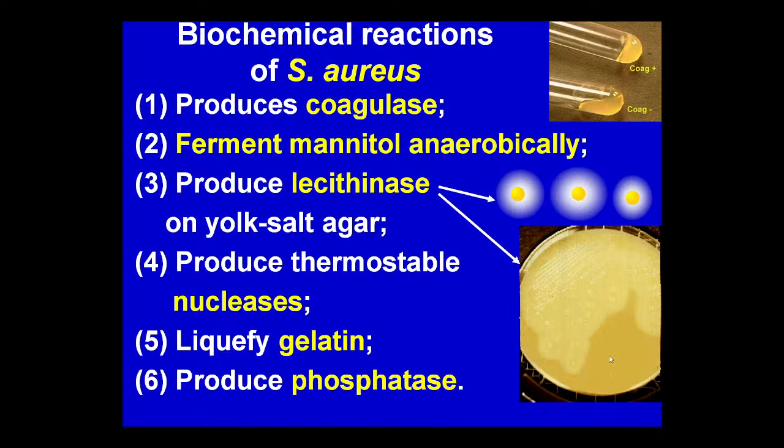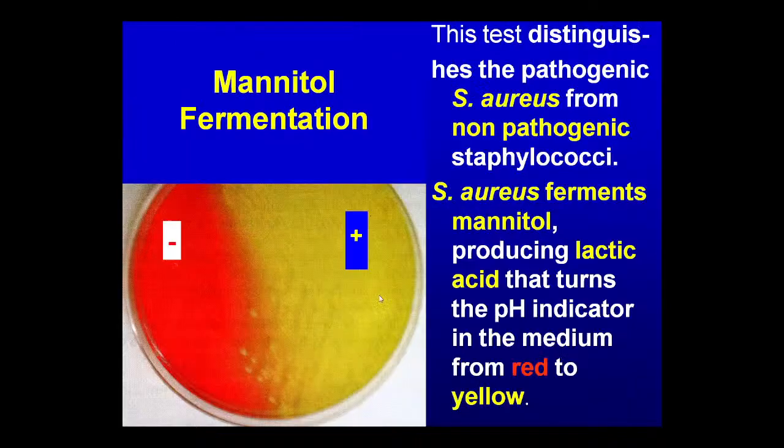Normally the medium is transparent yolk salt agar, but when lecithinase modifies lecithin and turns it into a non-soluble precipitate, you can see this precipitate as an opaque halo. So it also may produce some thermostable nucleases that may cut DNA, and they also may liquefy gelatin. So these are not just peptolytic but proteolytic properties, and also it produces some others. So we see some reactions.